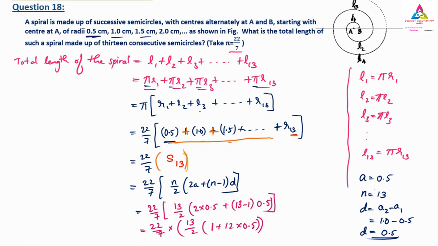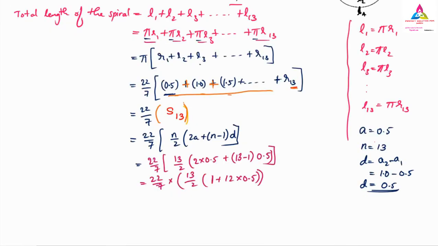Next we will continue. 22 by 7 will remain as it is. 13 by 2 remains as it is, I can write it in the bracket. Now very importantly, we have 1 plus 12 into half. Don't add that first, because we have to use the BODMAS rule. We have to multiply this first. What is the half of 12? That is nothing but 6.